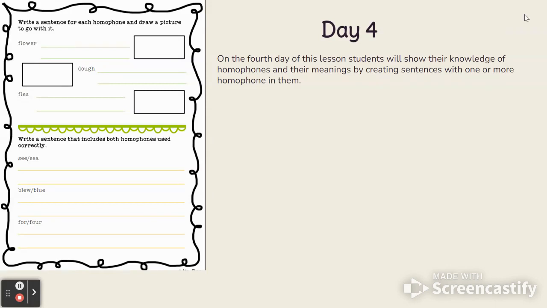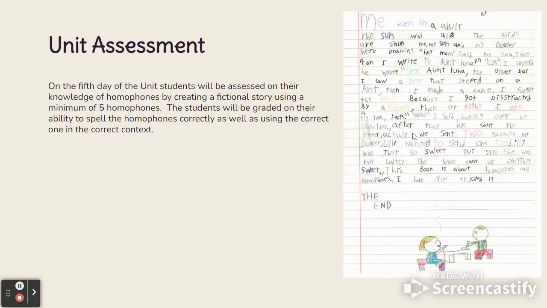The goal of this is to try to get them to use the correct definition. So flower meaning the plant versus flour, the item you bake with. They need to use a sentence using the plant definition. And then in that second half, they need to create sentences that have both of the homophones in them, used correctly. So for example, I see the sea is out to the east, using both words in the sentence they create.